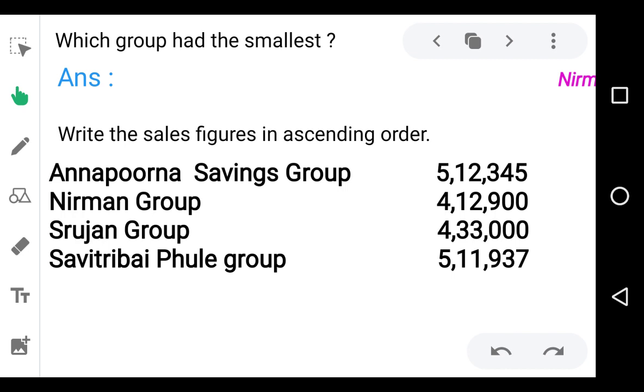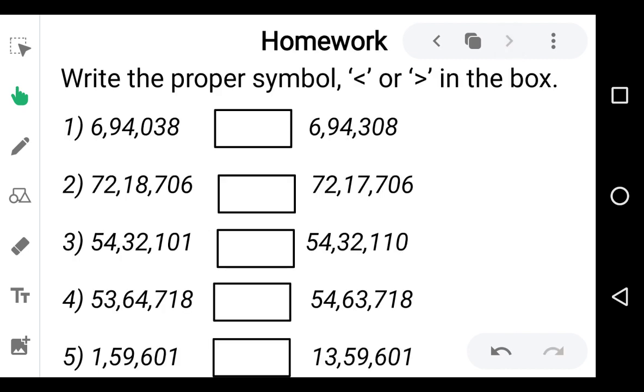Now I am giving you homework. See here, write the proper symbol, smaller than or bigger than, in the box. What you have to do here? You have to find out which number is bigger or smaller. You have to compare these two numbers and find which symbol comes here. So here we completed the topic bigger and smaller numbers, also the problem set 6.